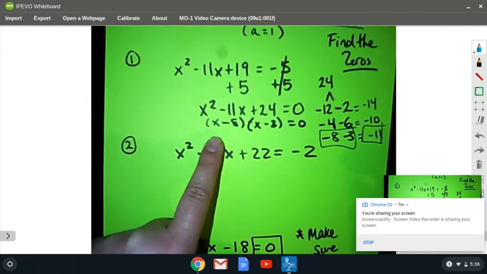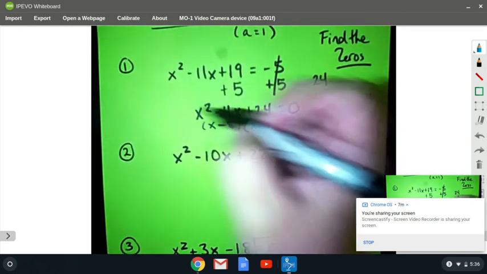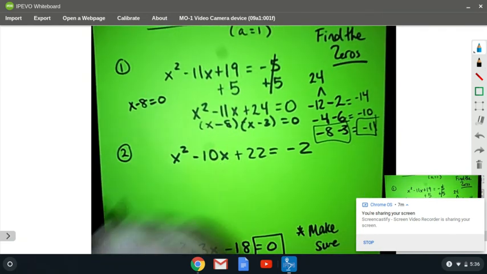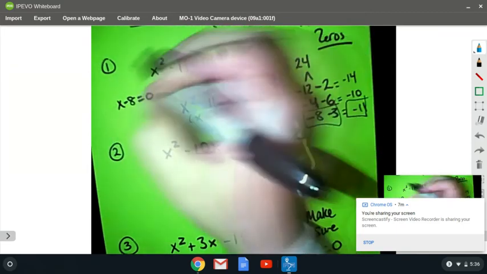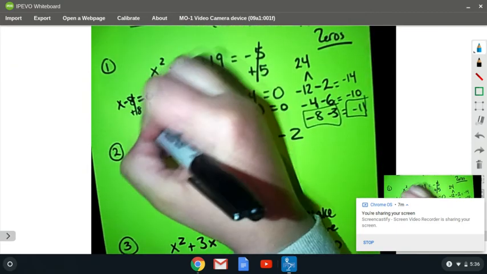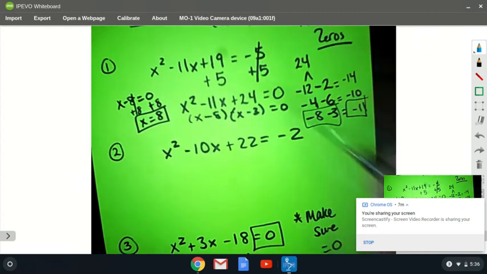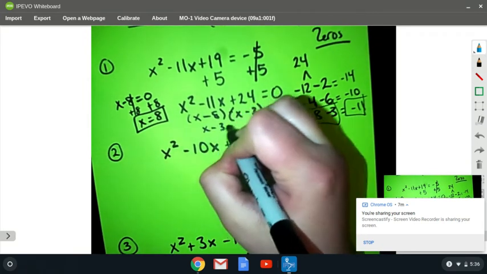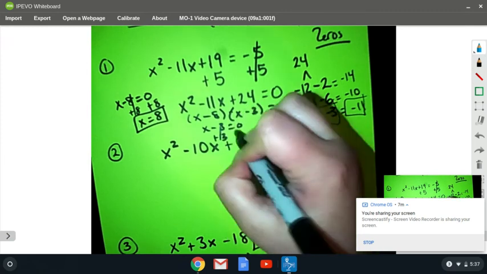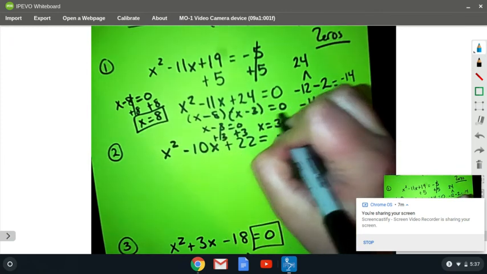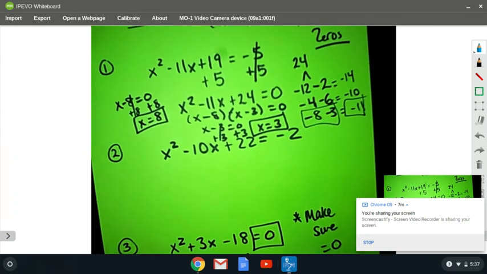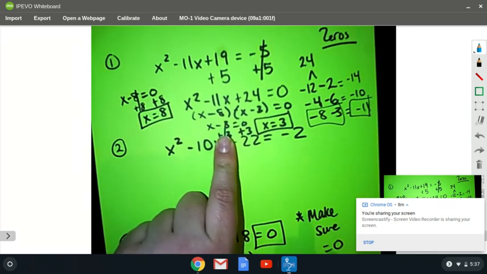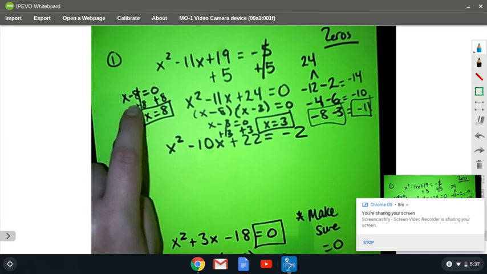Last step is to take each parenthesis and set them equal to 0. I'm just going to do it up here where I have a little more room. So this one now I'm going to add 8. So one of my x's is equal to 8. Okay, so I did this parenthesis. Now I'm going to move to this parenthesis. If I add 3 to both sides, I get that x is 3. So I just set each of those parentheses equal to 0 and then solved them just like a simple equation, opposite operation.